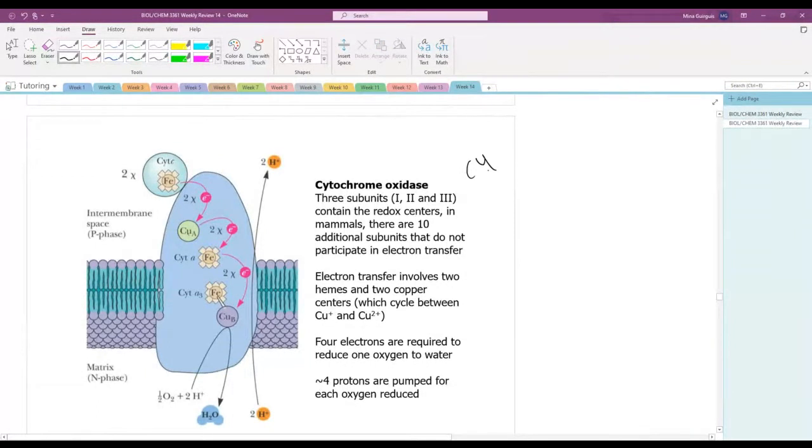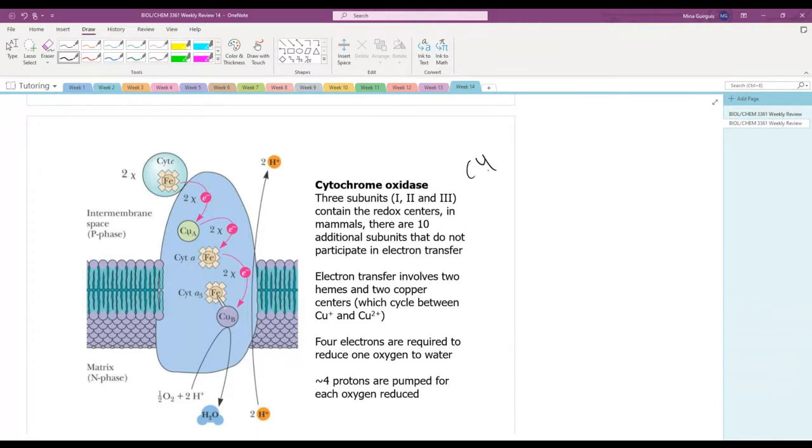Okay, cytochrome oxidase, so remember this is complex 4, has 3 subunits, 1, 2, and 3, that have the redox centers. Then there are 10 others that don't participate in electron transfer. Okay, so there are 2 hemes. We talked about hemoglobin before. Heme is similar. And 2 copper centers, and 4 electrons are required.